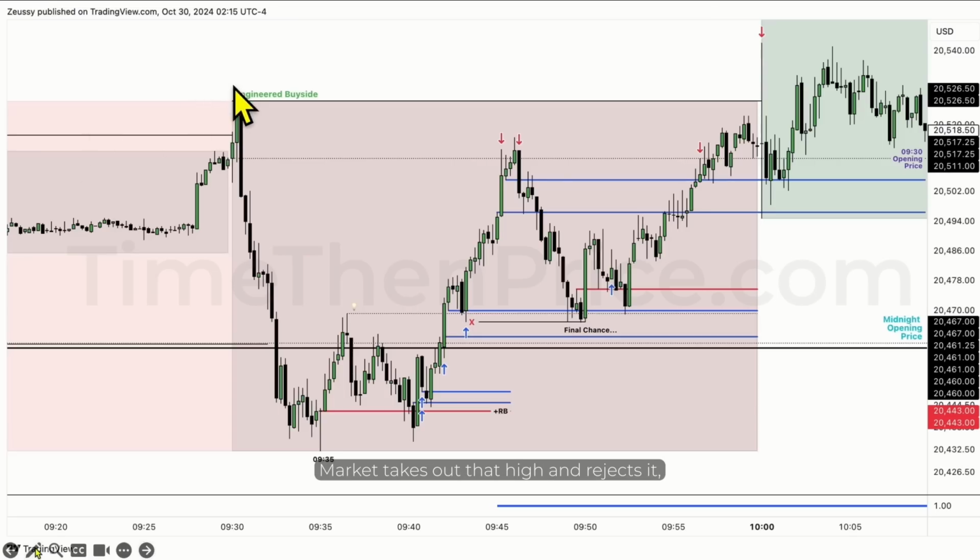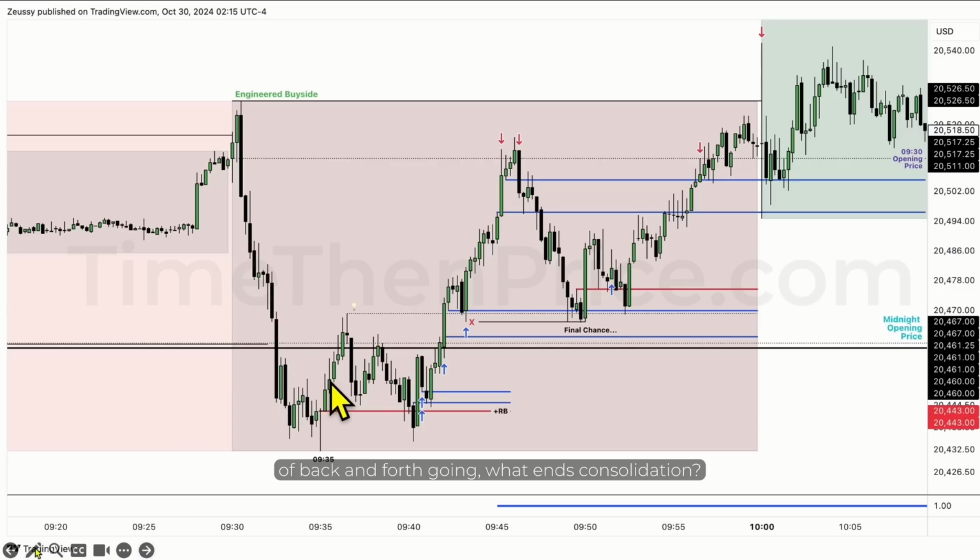Market takes out that high and rejects it. It begins to run towards the downside. Eventually, we take out the previous cycle low, and we see the market drop below that Asia low and that midnight opening price. From here on, we are seeing the signatures that confirm to us that a smart money reversal is forming. Meaning, first of all, we're seeing a shallow consolidation taking place, where there's a lot of back and forth going.